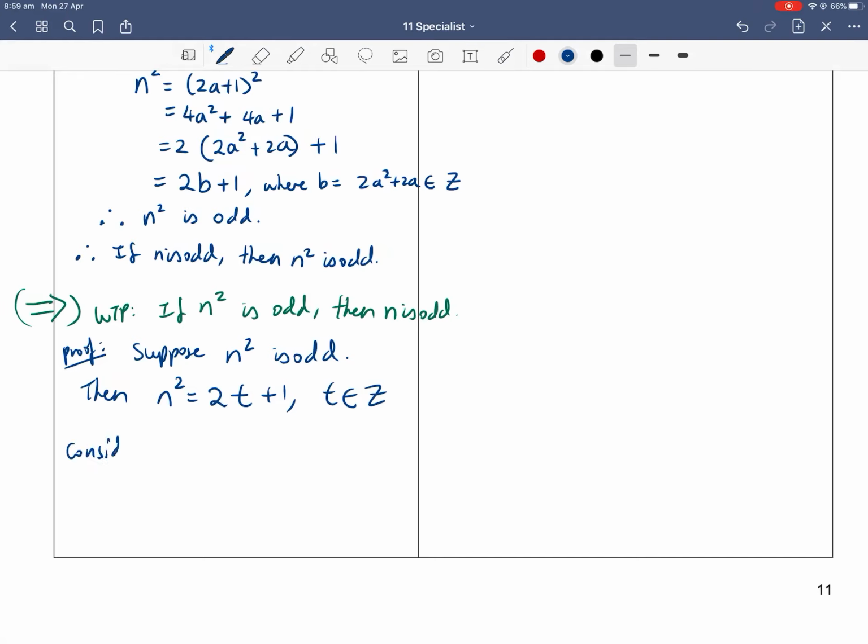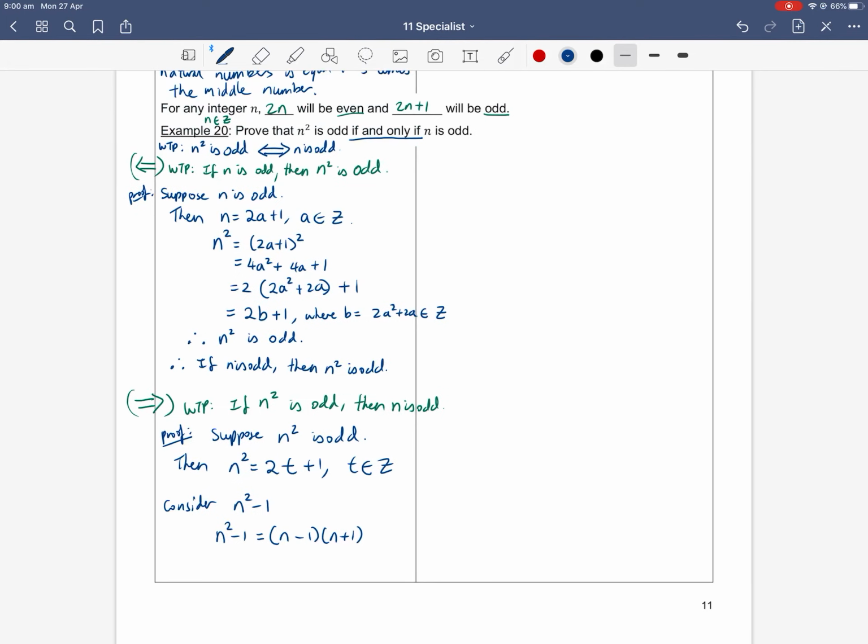All right, I'm gonna throw this out there. Consider n squared minus 1. You're thinking like, why would I even want to consider n squared minus 1? Look, trust me, it'll make sense in a moment. Okay, consider n squared minus 1. N squared minus 1 is a difference of perfect squares. So we can actually factorize this as n minus 1 times n plus 1, right?